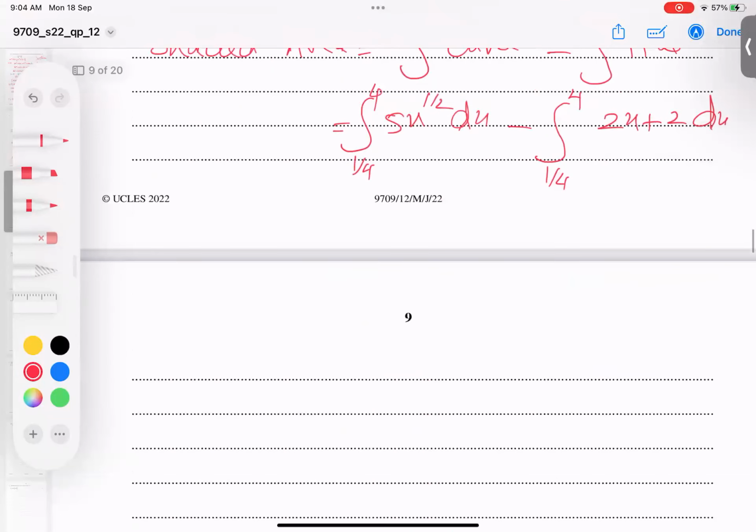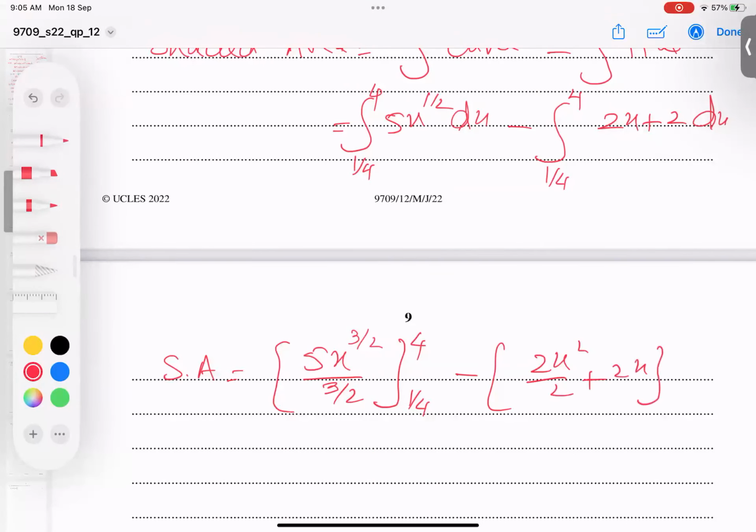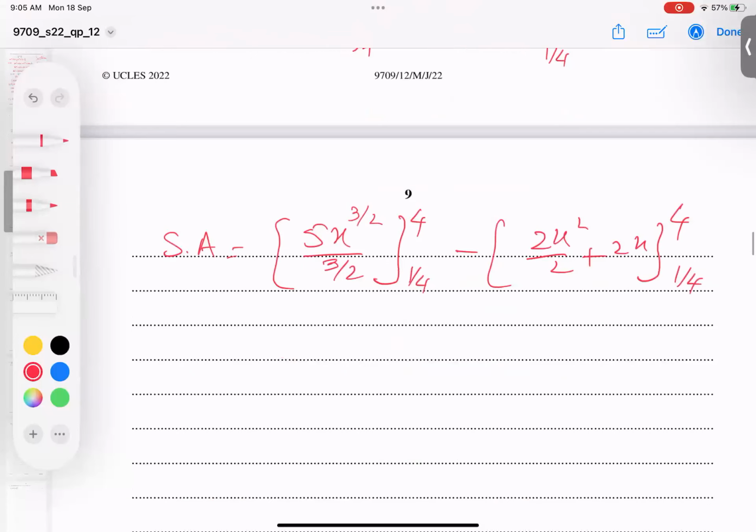So let's start with the shaded area. What is the way of integrating, students? Increase the power by 1, so 3 by 2, divided by 3 by 2, and the limit is 1 over 4 to 4. And what about this? Increase the power, 2 by 2, and plus 2x, with limits 1 over 4 to 4. So 2 will go up, 10 over 3 will come out. I can bring it inside or keep it outside as you wish. This cancels out, so I get x square plus 2x.